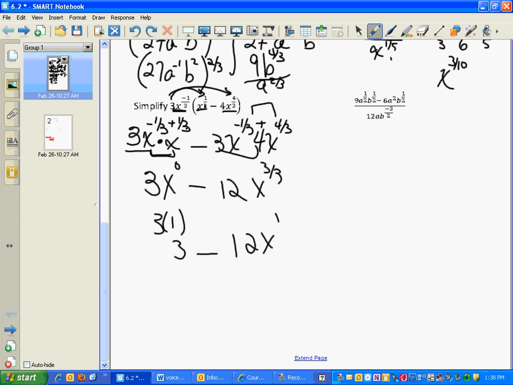It's a hard lesson, but if you don't know your rules for exponents, you're really going to have some hard times on this. Okay? Emily, what was your question? Did you? Okay. All right.